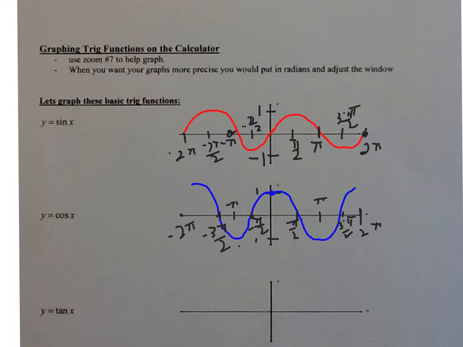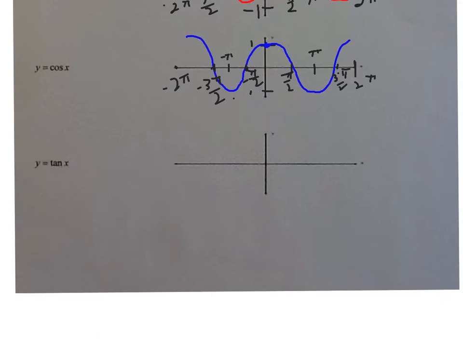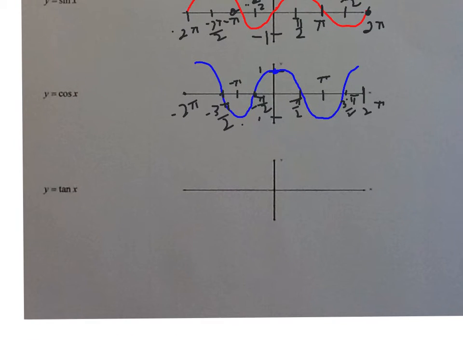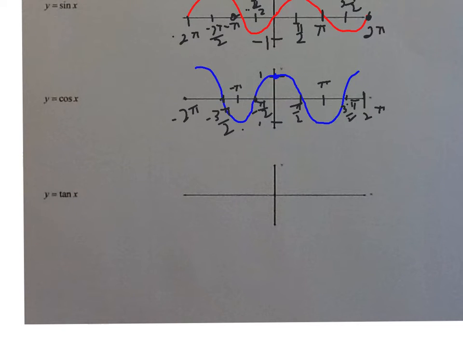Okay, and let's move on and graph tangent. All right, so hit y equals on your calculator, type in tangent, and hit graph. Hopefully you remember from the other day, I said that tangent has asymptotes at odd multiples of pi over 2. All right, so let's graph this. My ends are 2 pi and negative 2 pi. The middle would be negative pi and positive pi, then pi over 2, and then 3 pi over 2.